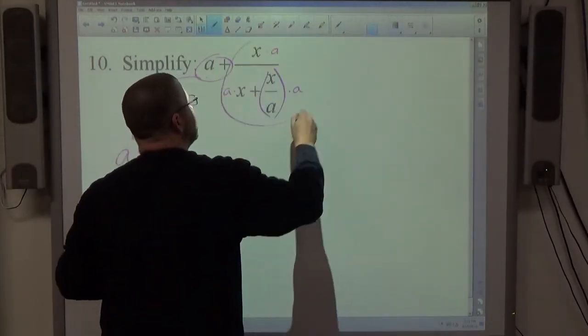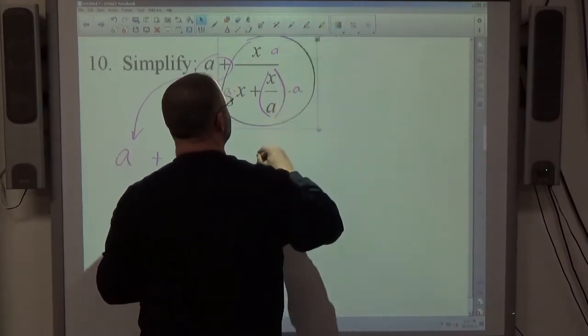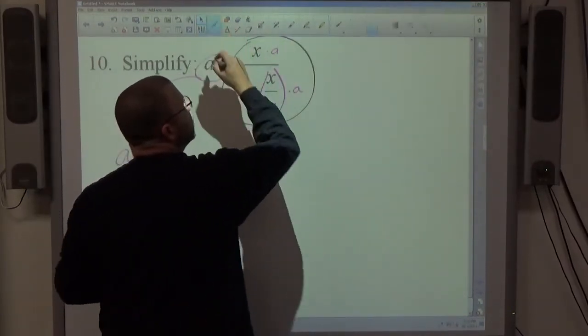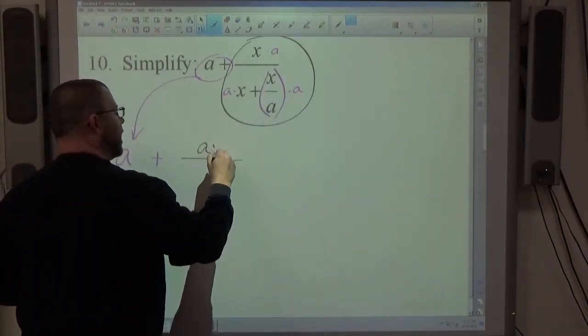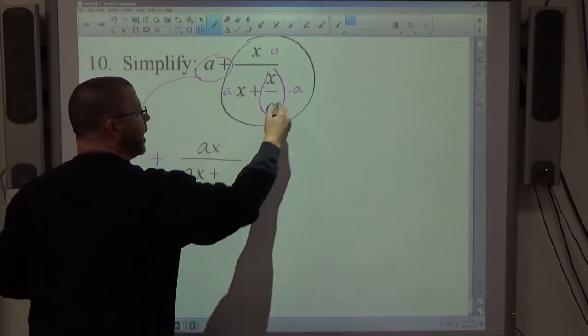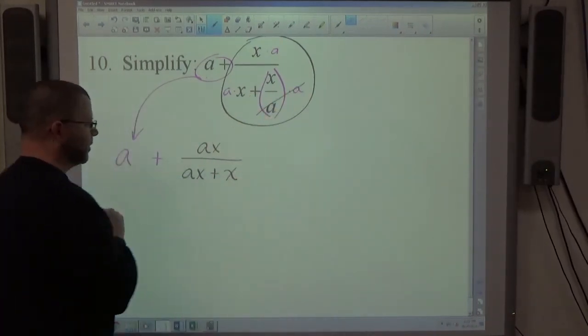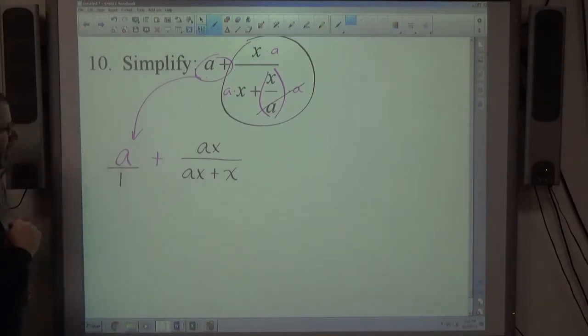And then here I'm going to make all those better. So if I multiply everything by a, on top I get x times a is ax. Bottom left I get a times x is ax plus, and here the a's cancel, so plus x. So that's job 1. Job 2, get a common denominator.